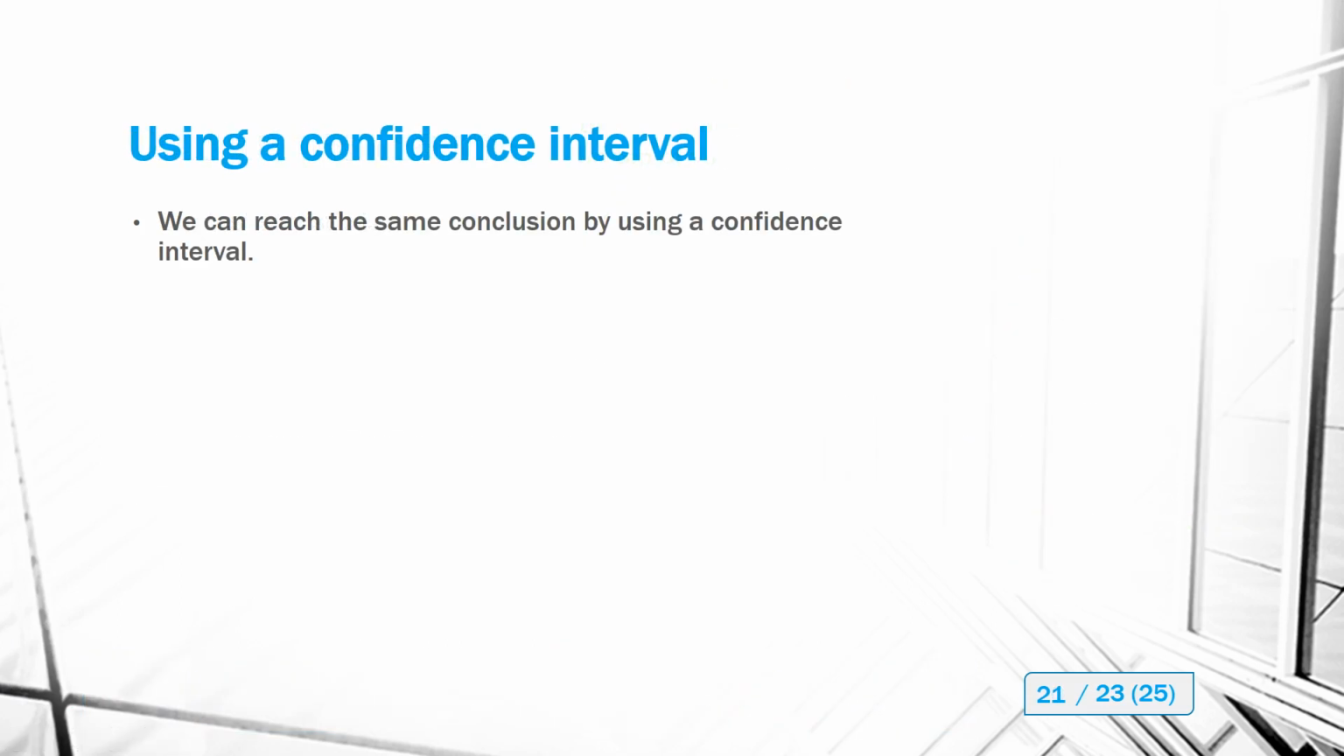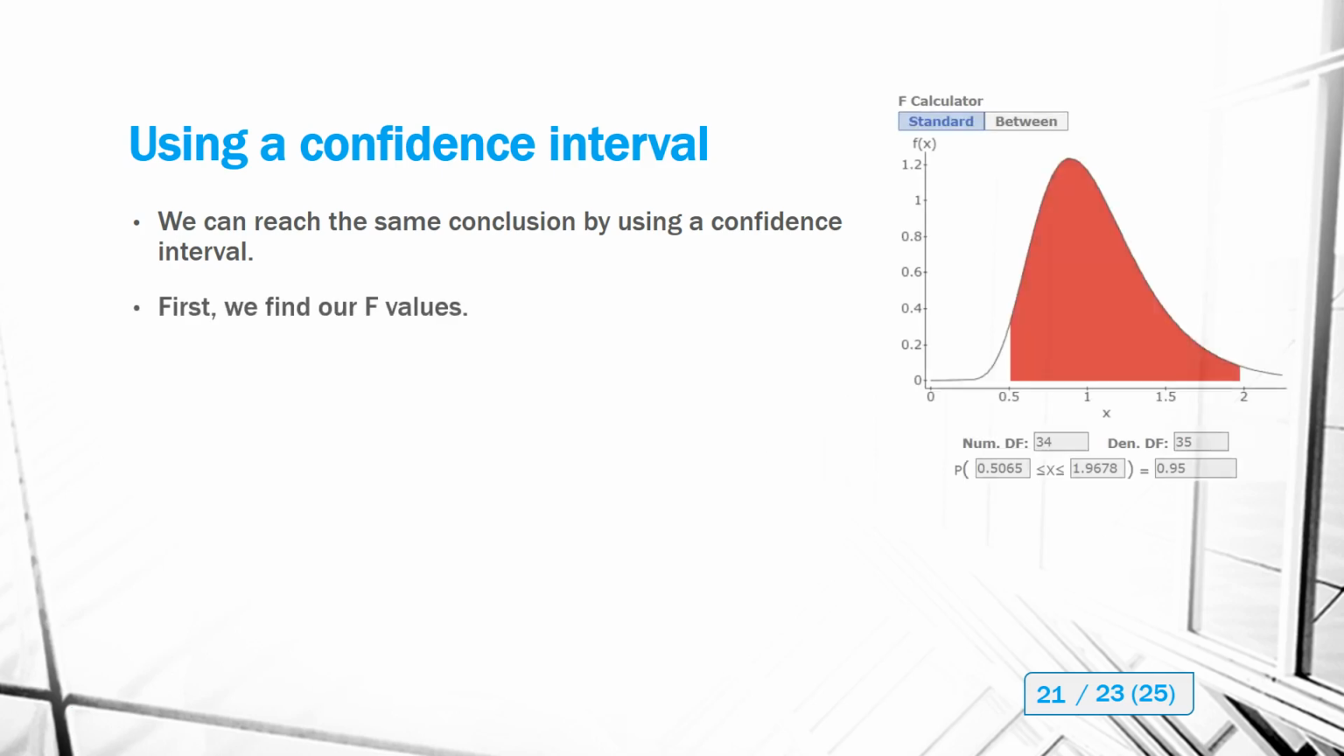If we use a confidence interval, we can reach the same conclusion. So I set this up first by finding my F values, which we just did on the previous slide. So these are the critical values that come out of my F distribution. So here's F sub alpha over 2. Here's F sub 1 minus alpha over 2.